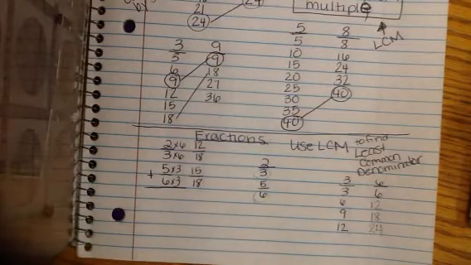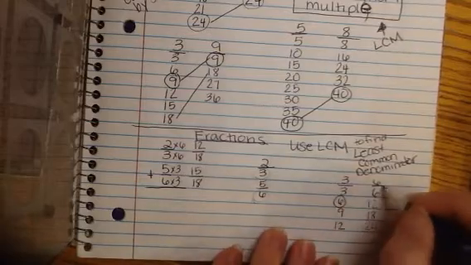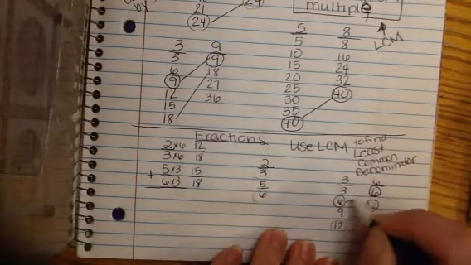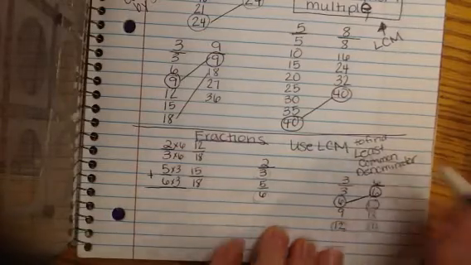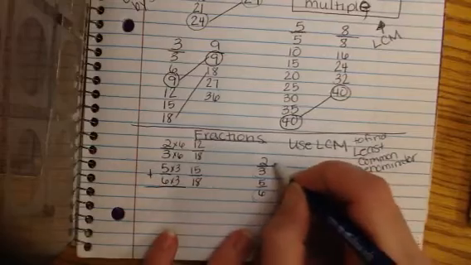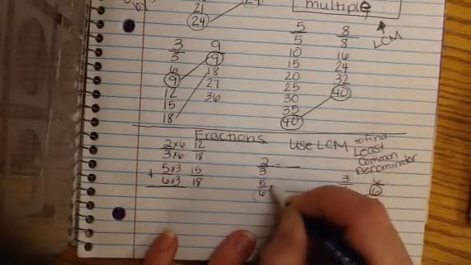Which ones do they have in common? Yep, they've got a 6 in common, and they have a 12 in common. But I'm trying to find the least. So I have to find the first one that they have in common. So I'm going to use 6. So 6 is going to be my new denominator.